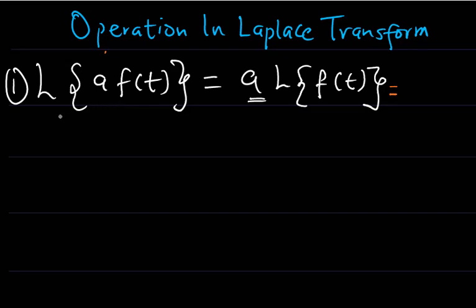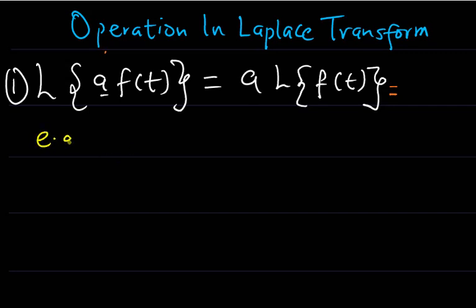So when you have the Laplace transform of a constant multiplied by the function of t, this is the same as the constant multiplied by the Laplace transform of the function of t. It's more like what we do in integration: take the constant term outside the integral. That's exactly what is happening here. Okay, let's look at some typical examples.